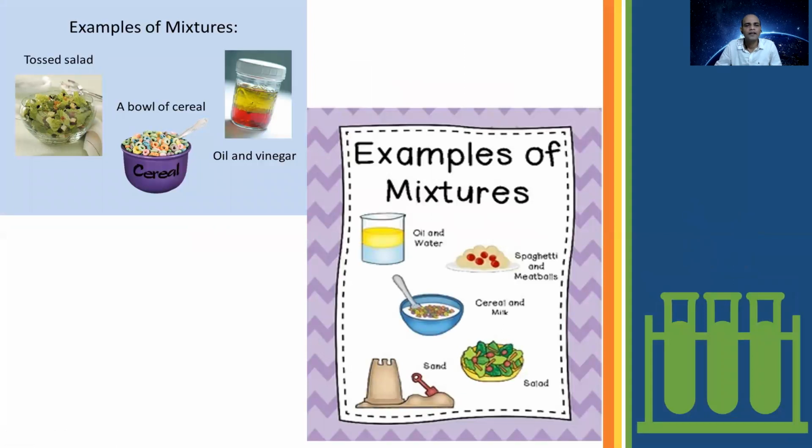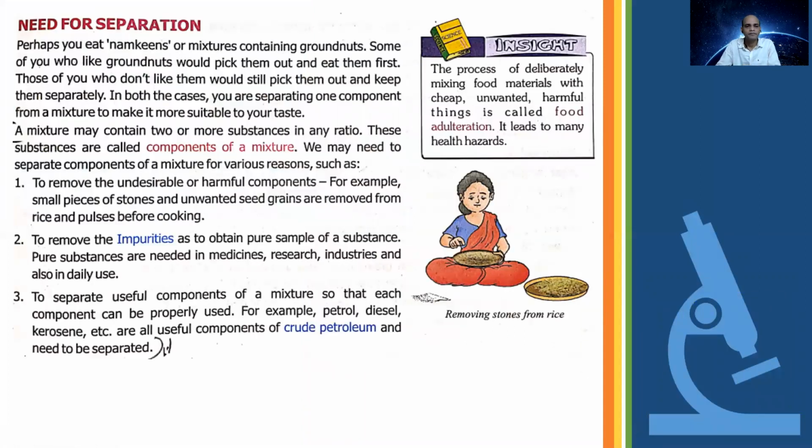On the other hand, you see, it's a mixture. Cereals, sometimes salad is made of cucumber, tomato, and cabbage. So many things are there. Here also mixtures. Here also you can see mixtures, right? Good. Now, what is namkin? We love to eat namkins containing groundnuts and some other things. It is also a mixture, right?